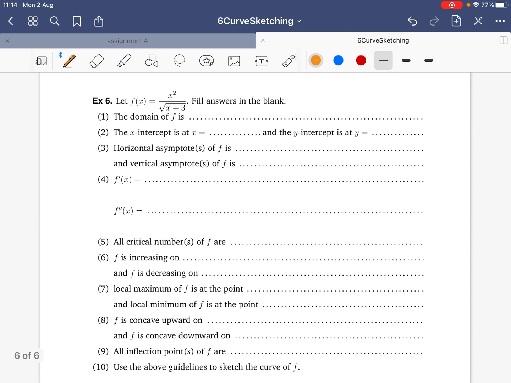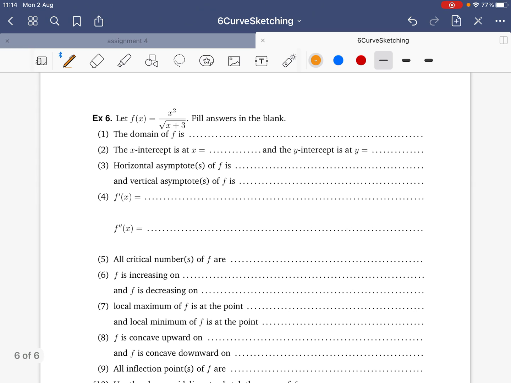How about this one? This is x squared over the square root of x plus 3. Then what is the domain of the function f? On top there's no restriction, but don't forget that on the bottom, your bottom must be what?